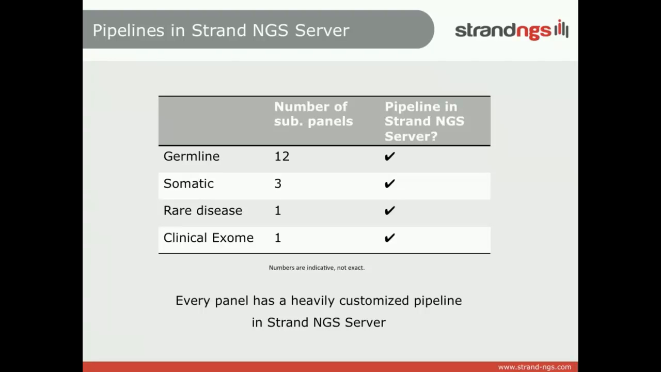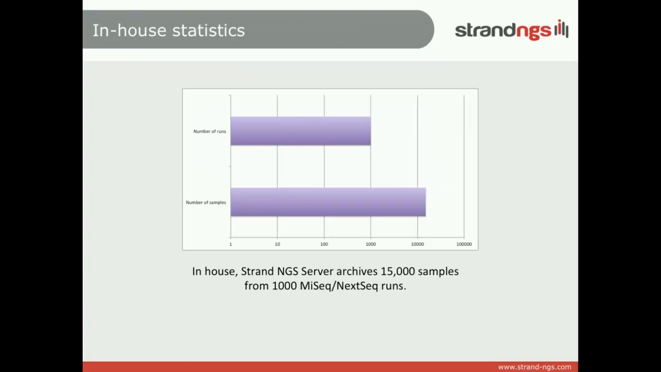Here are some numbers. We offer several panels at Strand. Each panel has a number of sub-panels associated with it, and every panel has a heavily customized pipeline in Strand NGS Server. Since 2014, Strand NGS Server archives 15,000 samples in our in-house version from 1,000 MiSeq and NextSeq runs. Each sample is available simultaneously to members of different teams, like the interpretation team, the bioinformatics team, and the software team.